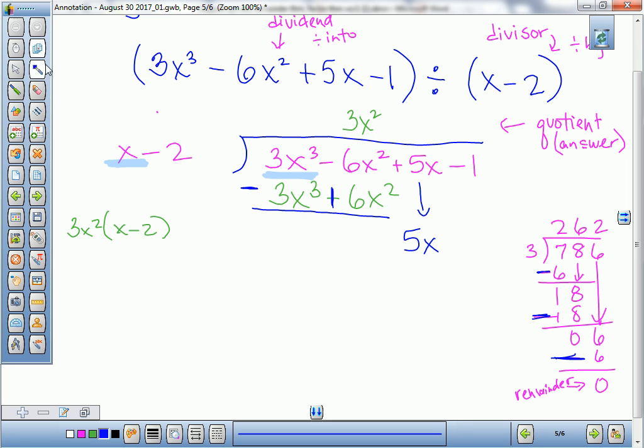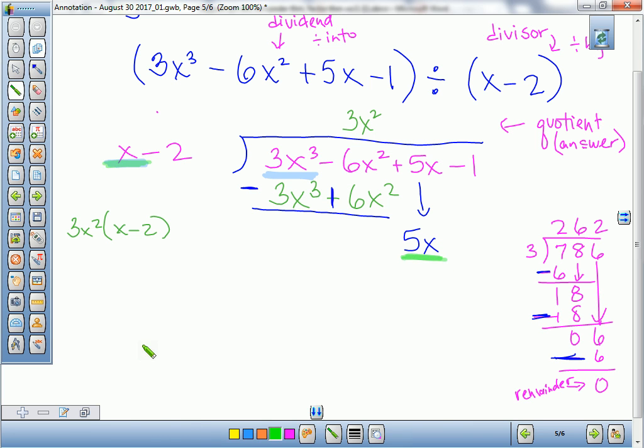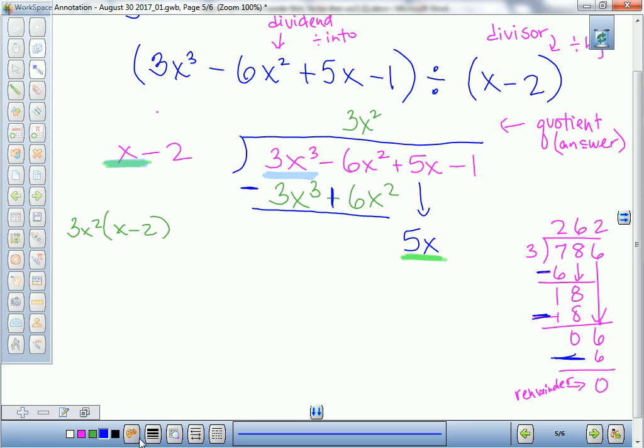All right, so now we got to go through it again. So this is what we got now, 5x. What do we multiply x by to get 5x? 5. So we need a 5 up here. All right, so 5 times x minus 2. What does that give me? It gives me 5x minus 10. So here I have a 5x and a minus 10. So this time I actually need to bring down that negative 1 also, don't I? So it lines up. We always got to keep it lined up.